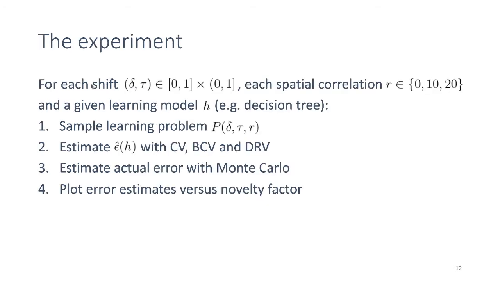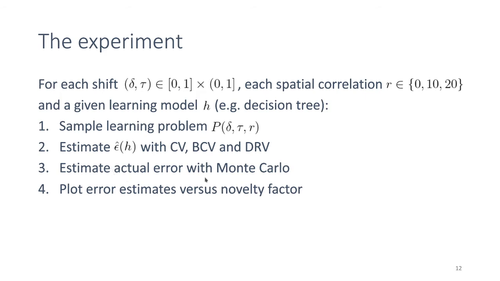The experiment is therefore the following. For each shift and each spatial correlation, we pick a learning model H and perform the following steps. We sample a learning problem with that covariate shift and spatial correlation using Gaussian simulation, the LU decomposition method. We estimate the generalization error of the model with the three estimators: classical, block, and density ratio validation.